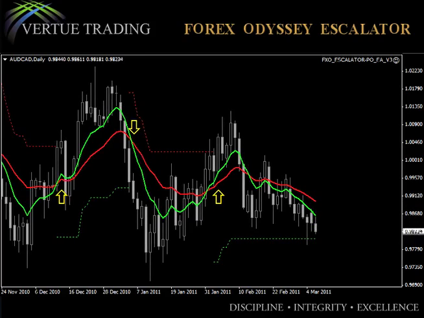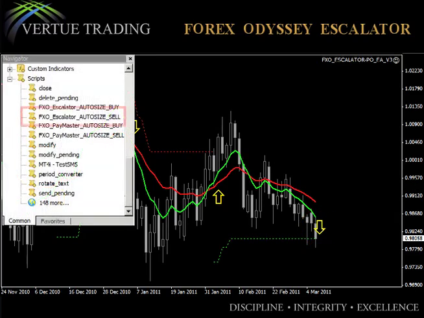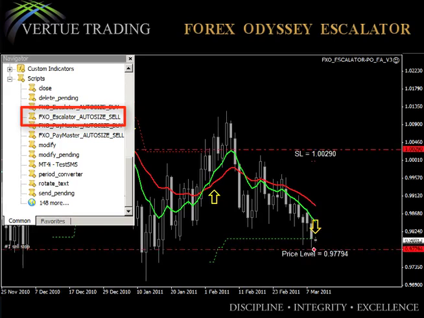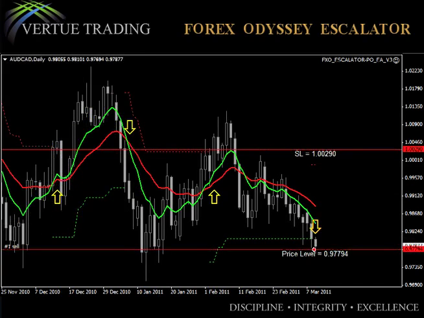Essentially it is these two conditions, the close below the Super T and the fast moving average below the slow average, that are required before a valid signal to sell is generated. Once the arrow prints, you're free to enter a short position. To do so, simply drag the FXO Escalator Auto Size Sell script from the MT4 Navigator panel onto the chart. The EA will calculate the correct position size based on your risk parameters and enter a pending order to sell 5 pips below the low of the trigger candle, or the candle immediately preceding it, whichever is the lower.